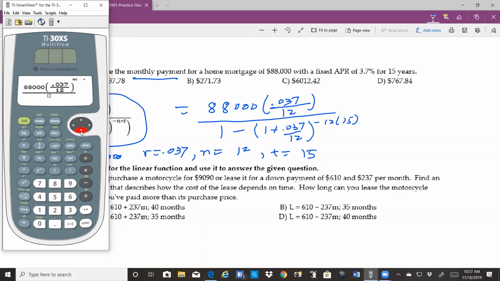And now we're going to do the denominator, which is 1 minus parentheses 1 plus 0.037 divided by 12. In fact, I'm going to go back. This works fine.